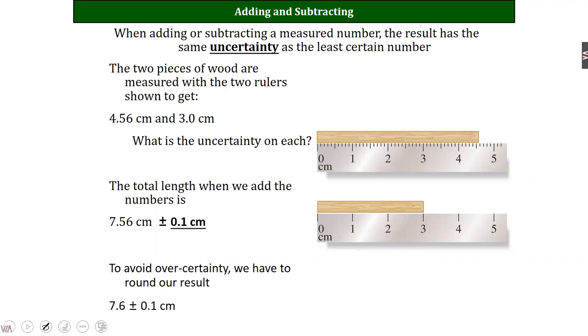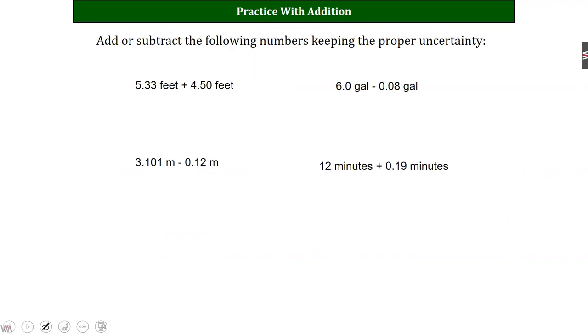That's the whole point of having this, is that everybody in the scientific or engineering world is using the same system for determining where to round. So that when we're sending numbers, we don't have to say, well, was that plus or minus a tenth or plus or minus a hundredth? It's implied by the way we write the numbers. All right, so here's some practice.